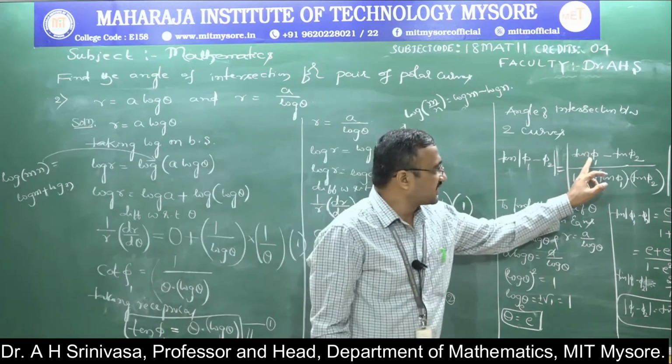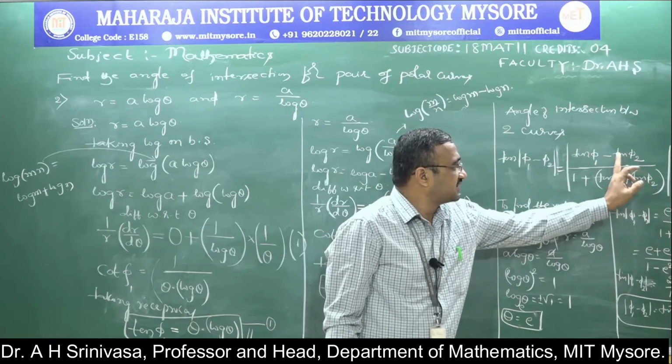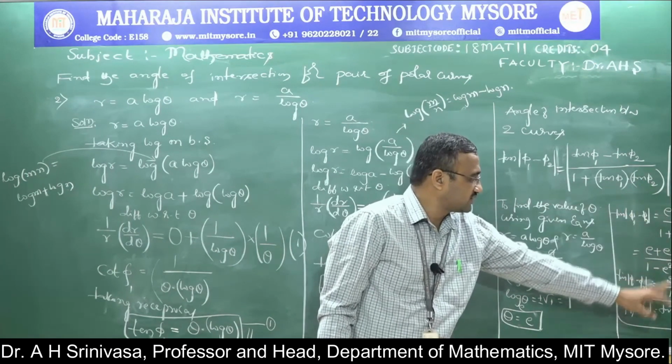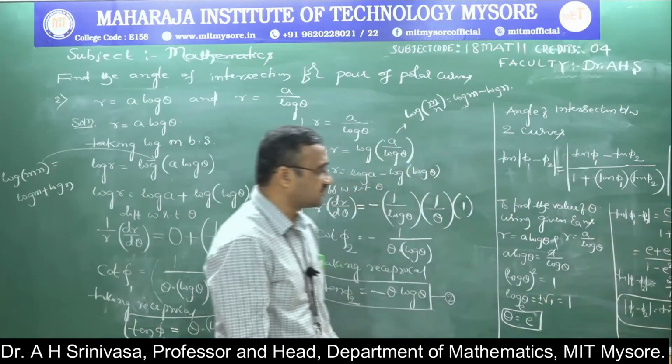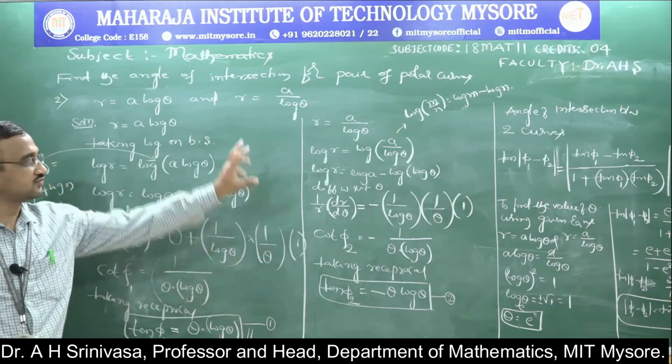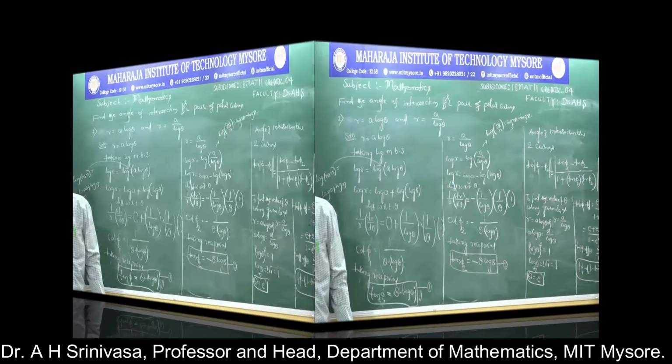Then I am going to substitute here, tan phi 1 is plus e, then already 1 minus is there, tan phi 2 is minus e, then plus 2e, then 1 minus e square, then finally we are getting tan inverse of 2e by 1 minus e square. So this is a solution for this particular problem.